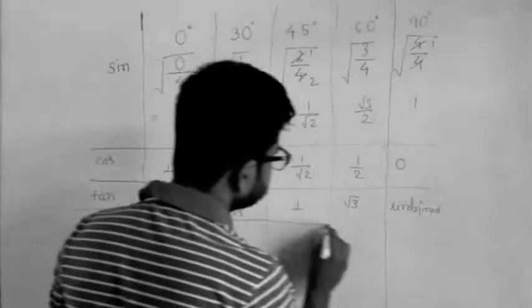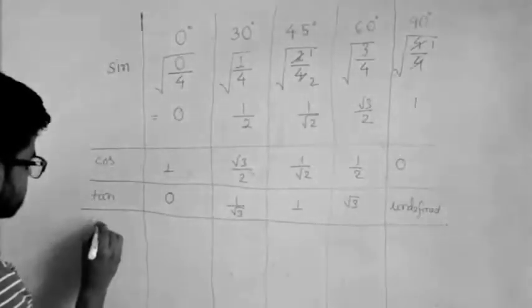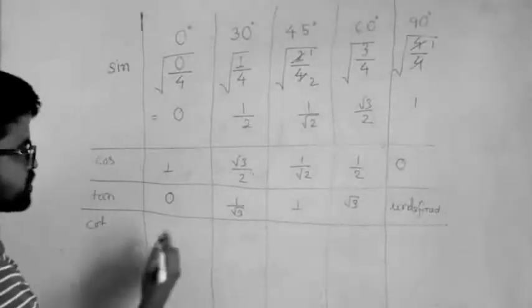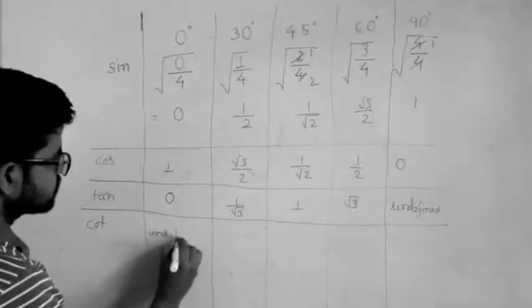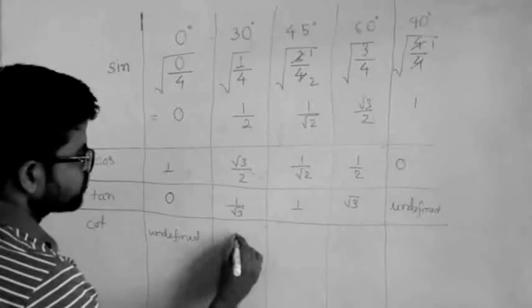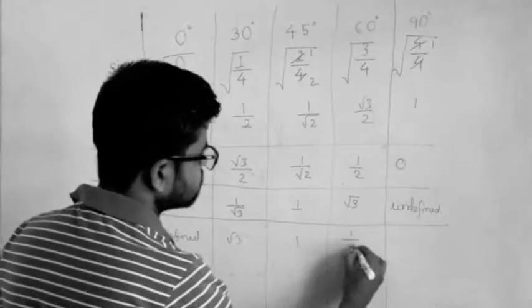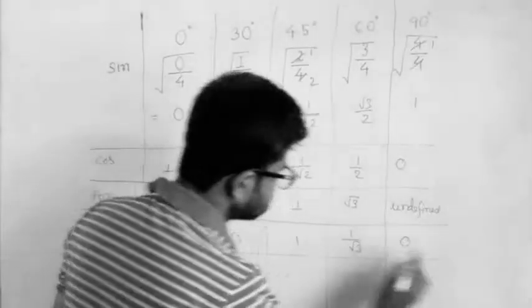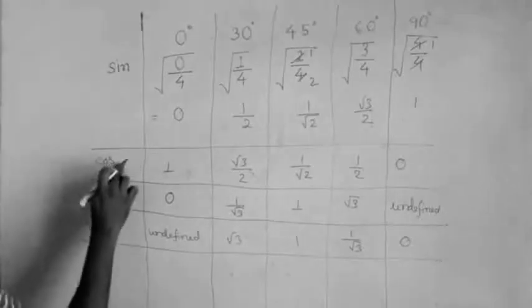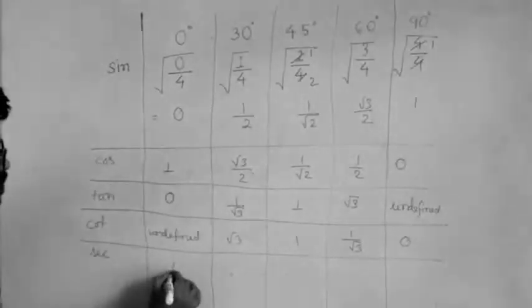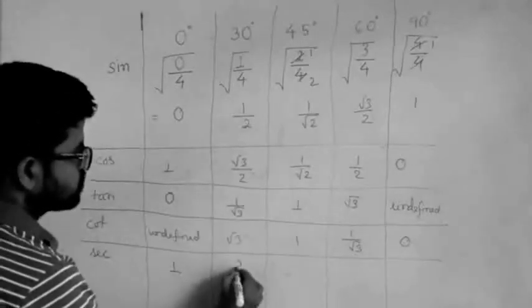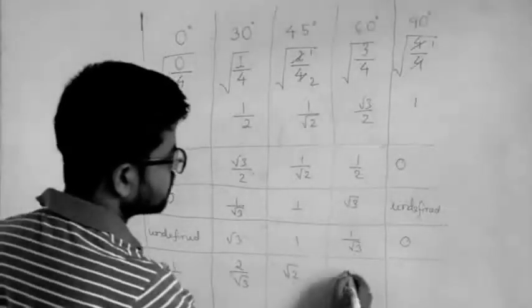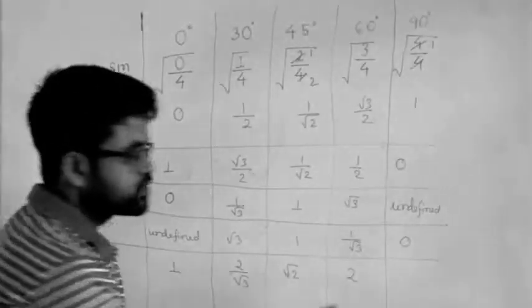Now what is the reciprocal of tan? Or you can say cot and tan are the complement of each other. You can write the values for tan in the reverse order: undefined, root 3, 1, 1 by root 3, then 0. Then sec is the reciprocal of cos. So make it reciprocal: 1 by 1 is 1, its reciprocal is 2 by root 3, its reciprocal is root 2, its reciprocal is 2, and the reciprocal of 0 is undefined.